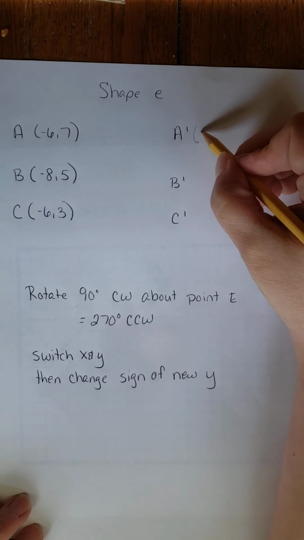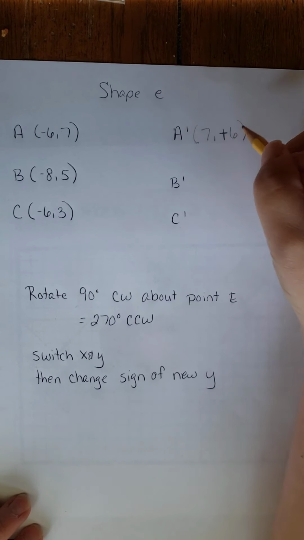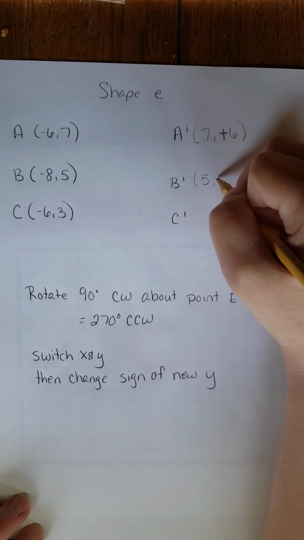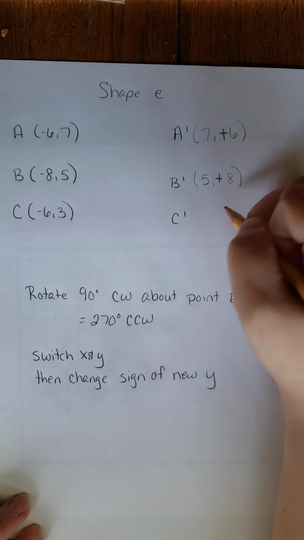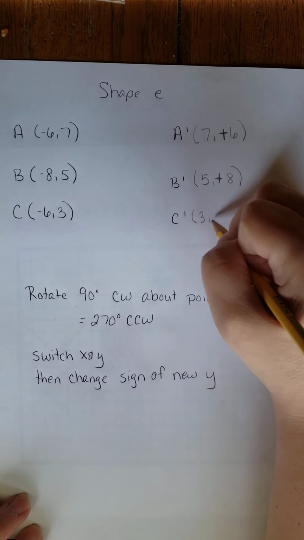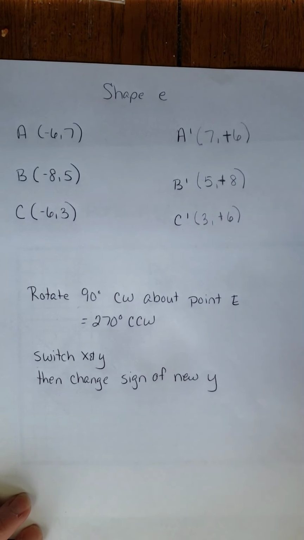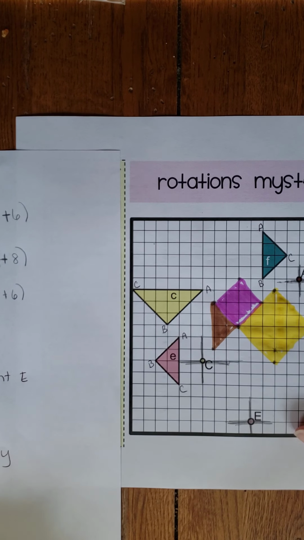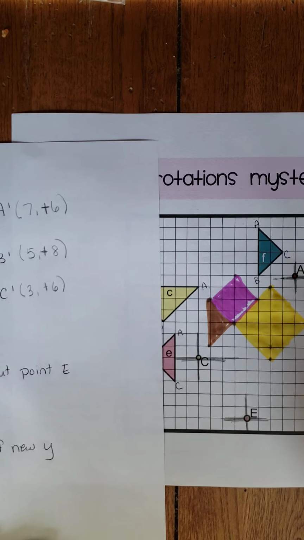So for A, we switch our X and our Y, and we change the sign of the new Y. So this negative becomes a positive. We do the same for the next two points. So all those negatives became positives. So now we just need to plot in relation to this E point.